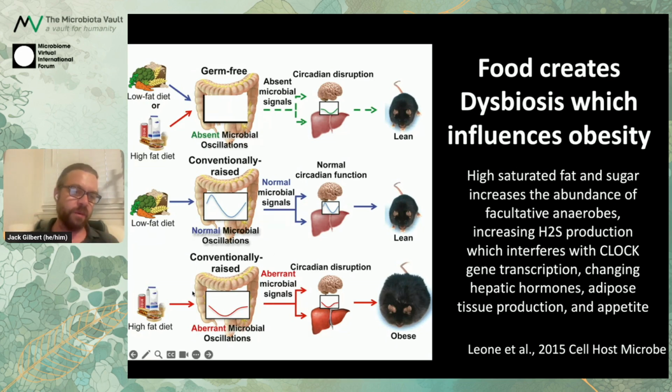What we're able to identify here is that a high saturated fat, high sugar diet creates aberrant microbial changes over time, which lead to an increase about an hour after food consumption in the level of hydrogen sulfide in the bloodstream, which corresponds very well to an increase in hydrogen sulfide producing bacteria in the gut, which can lead to a disruption of the transcription of clock genes in the liver, host clock genes, that is, which leads to the liver perceiving time differently from the brain, which alters the adipose tissue production by changing hepatic hormone activity and also leading to an increase in appetite.